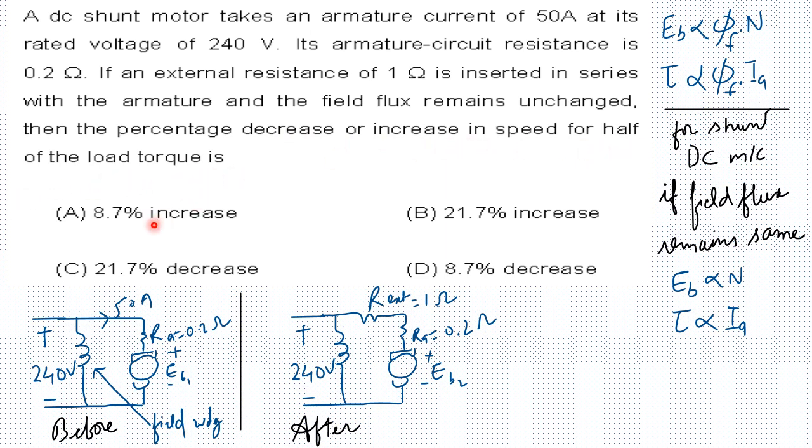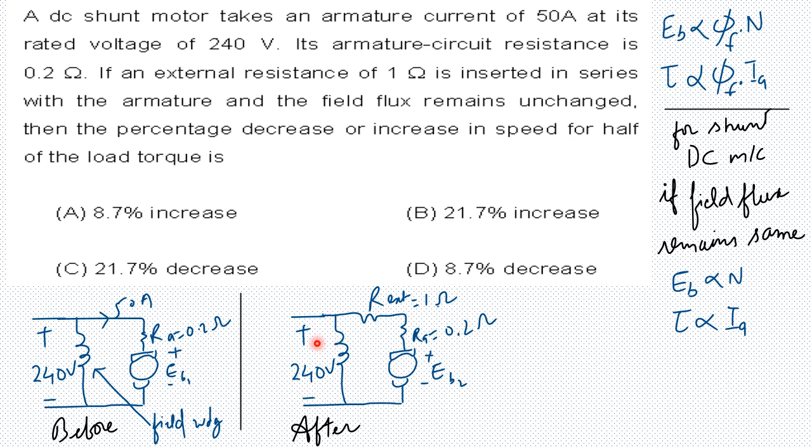For this case, the electrical diagram can be drawn like this. In the first case, you can see that the field winding is in parallel with the armature. This is typical in a shunt machine. You can see an armature resistance of 0.2 ohms here. In the second case, the resistance which was inserted, R external, is equal to 1 ohm. It is inserted in series with this armature.